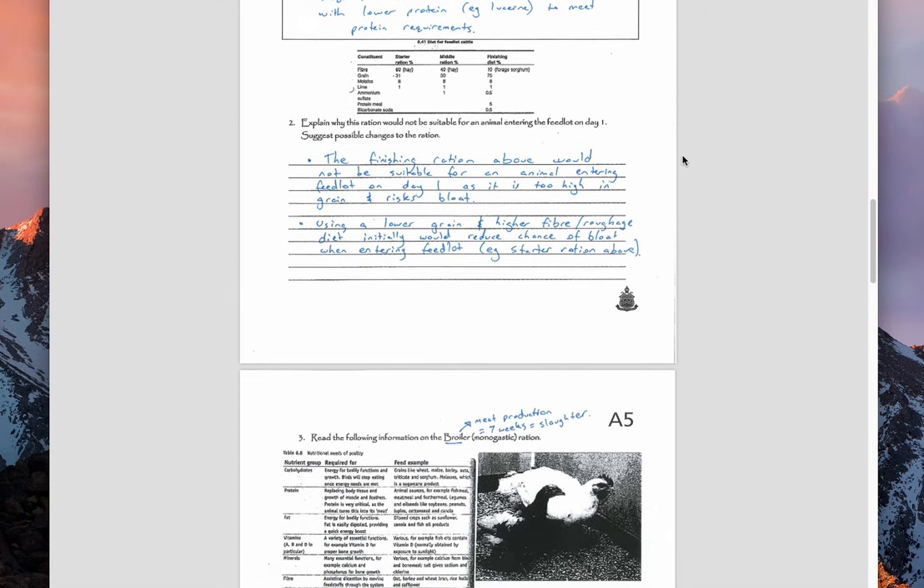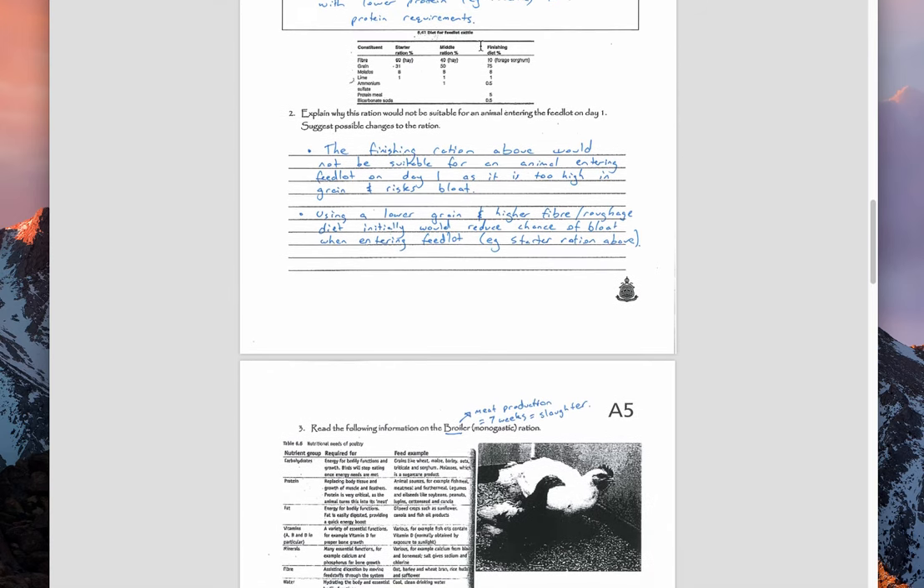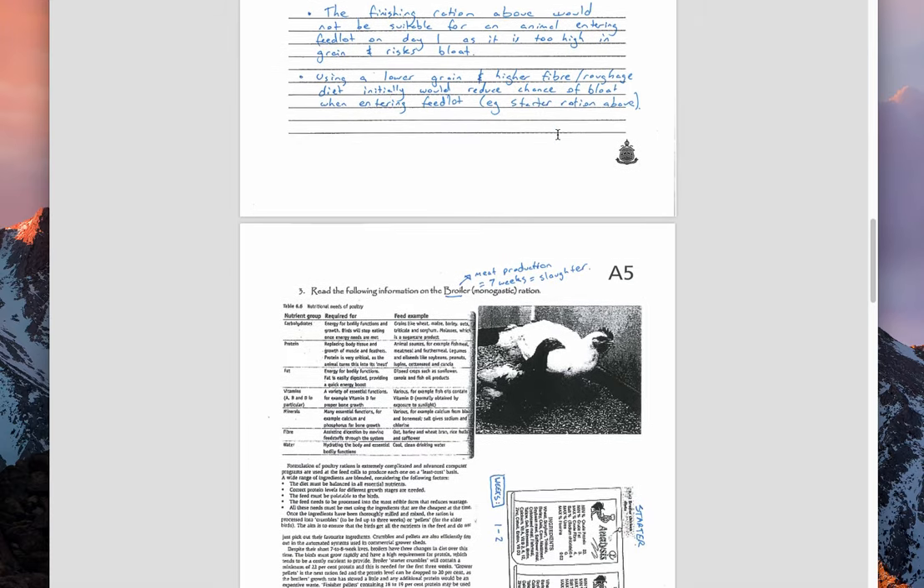If we have a look down here at this next question, explain why this ration here, and this is meant to talk about the finishing diet, and it's 75% grain, and the rest is roughage. Explain why this ration would not be suitable for an animal entering a feedlot on day 1. Suggest possible changes to the ration. So, the finishing ration above would not be suitable because it's too high in grain and it risks the animal getting bloat. We know that. This is an animal entering a feedlot on day 1. Using a lower grain and higher fiber roughage diet initially would reduce the chance of bloat when entering a feedlot, and an example is the starter ration, which is given there for you to give as an example.